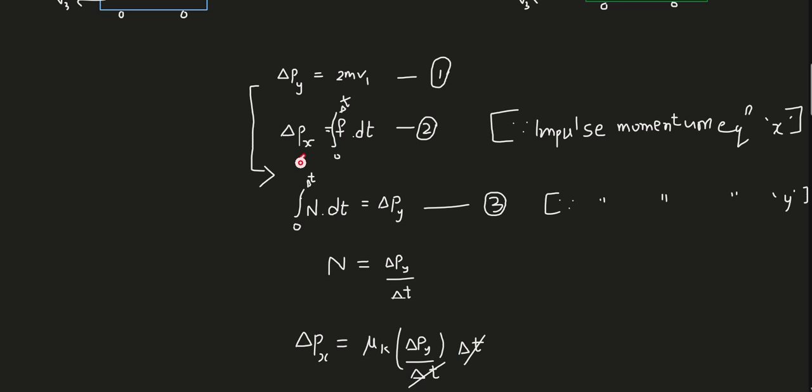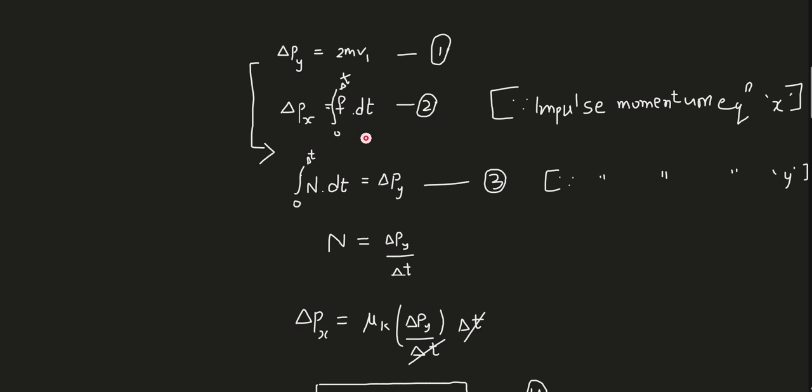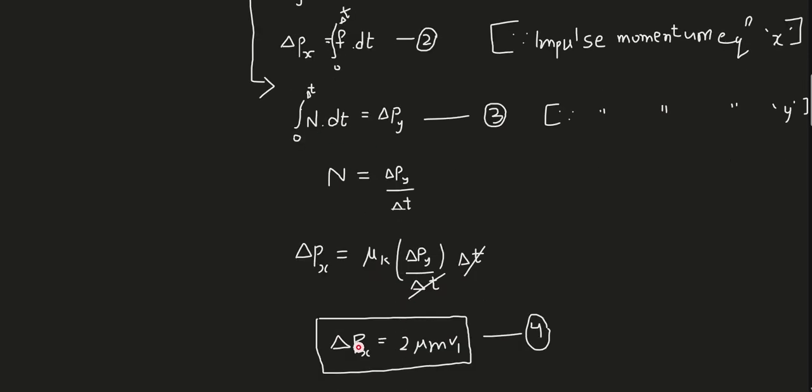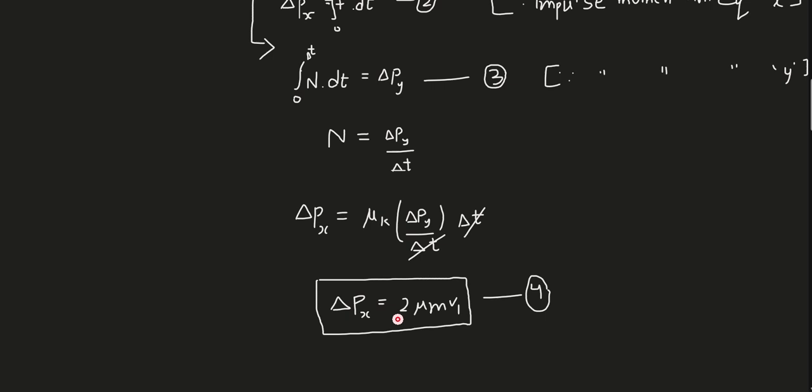After integrating the change in momentum along the x-axis, we get f times delta t. After substituting friction as mu times normal, we finally get the change in momentum along the x-axis equals 2 mu m times v1.